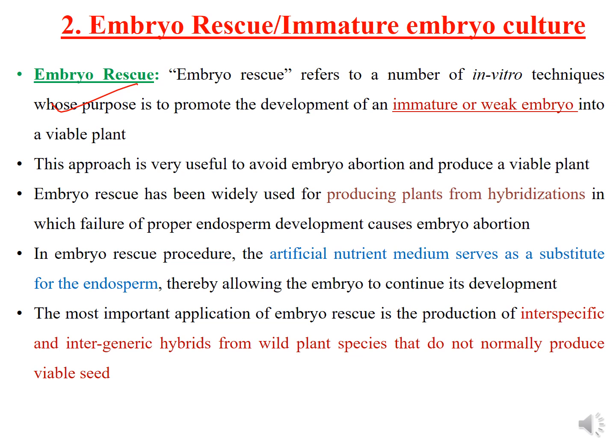This is widely used for producing plants from hybridization, in which the failure of proper endosperm development causes embryo abortion. In hybridization experiments where the endosperm fails to form, who will provide the nutrients to the embryo? Endosperm is the main structure responsible for providing food material to the growing embryo. If the endosperm is not there, embryo abortion will automatically happen. In the embryo rescue procedure, the artificial nutrient medium we provide serves as a substitute for the endosperm, thereby allowing the embryo to grow normally.